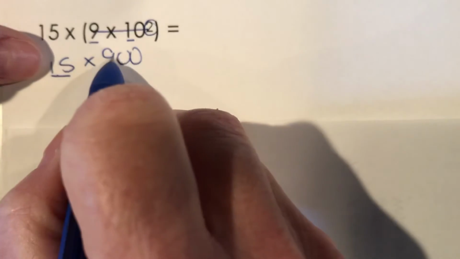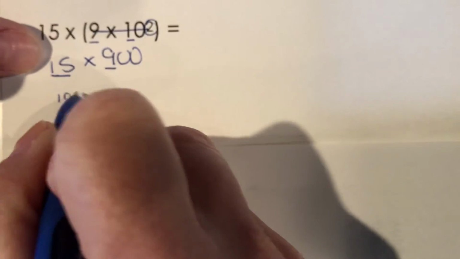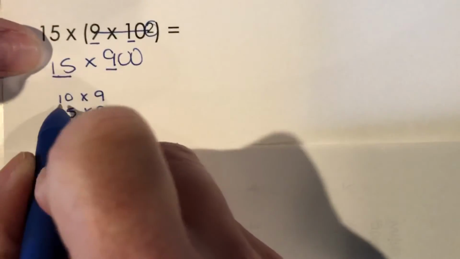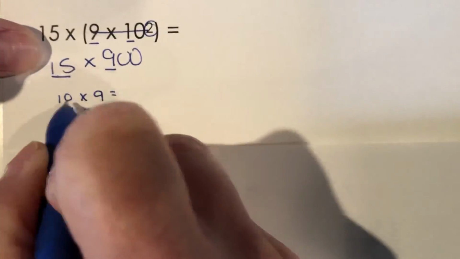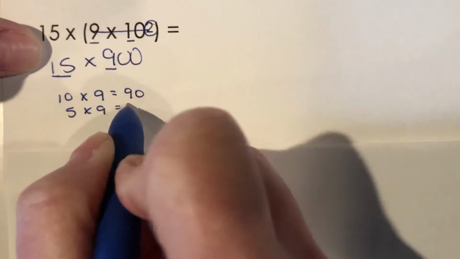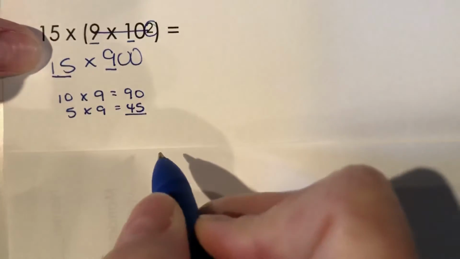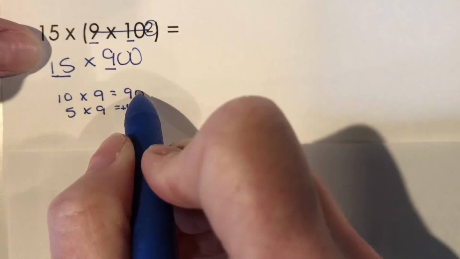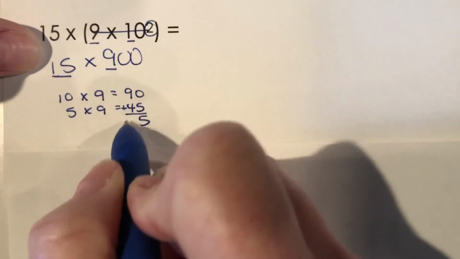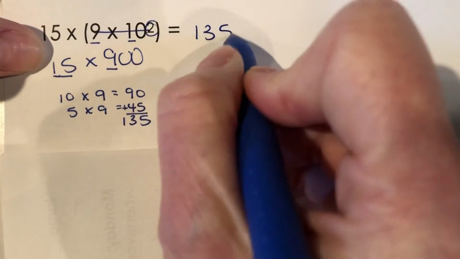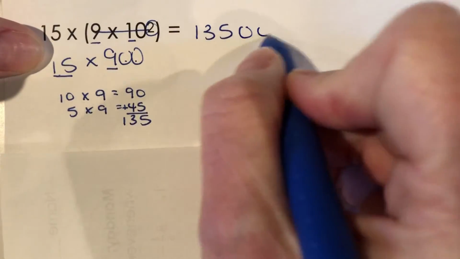So instead of taking 15 times the 9, we can do 10 times the 9 and 5 times the 9. 10 and 5 make the 15. 10 times 9 is 90. 5 times 9 is 45. And we add those together to figure out what 15 times 9 is. So 0 plus 5 is 5, and 9 plus 4 is 13. So 15 times 9 is 135, and then there are 2 zeros.